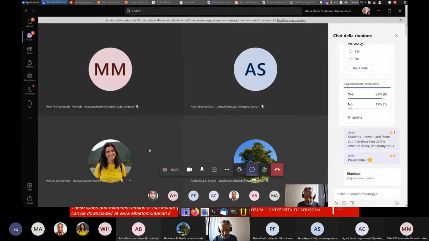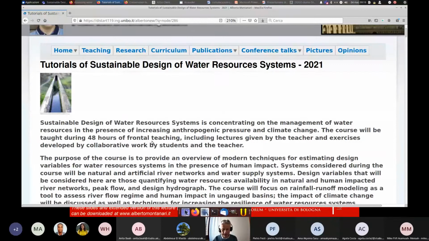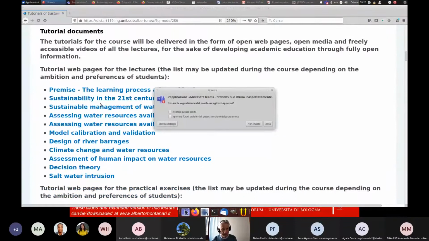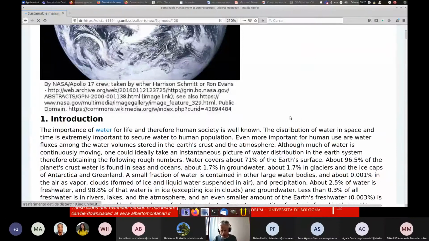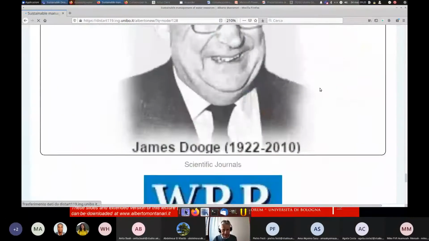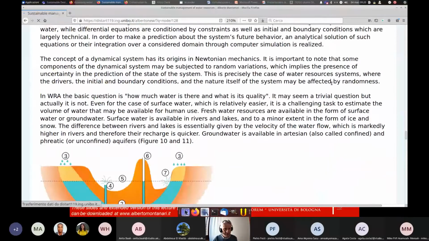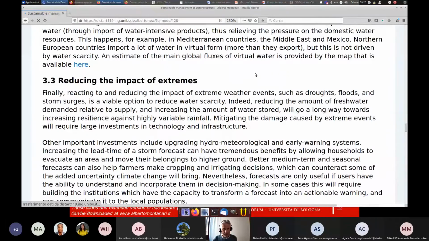And now let me go to the relevant web page. So this is the usual web page of our tutorials. And the lecture that we introduced last time is Sustainable Management of Water Resources. I click on it and I go at the end. The end is here. Okay, so last time we got somewhere here, reducing the impact of extremes, and we already discussed this.